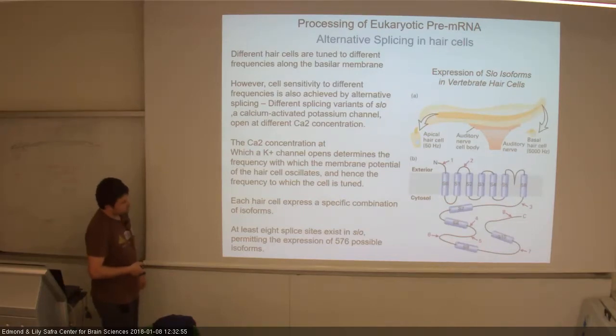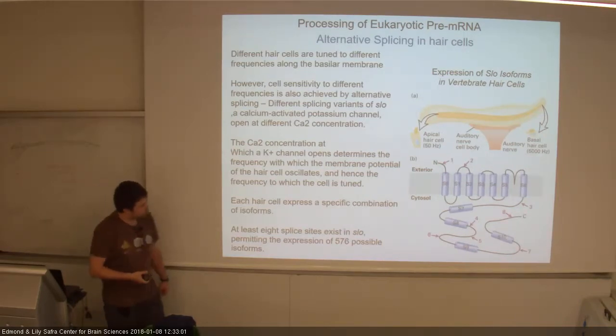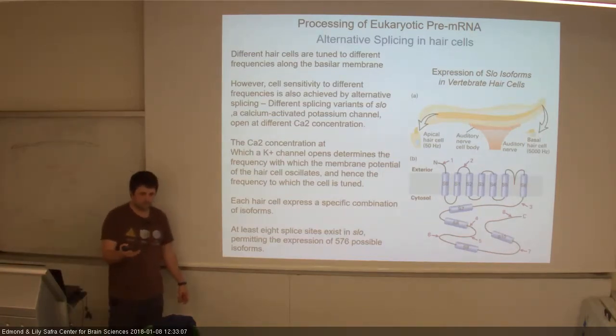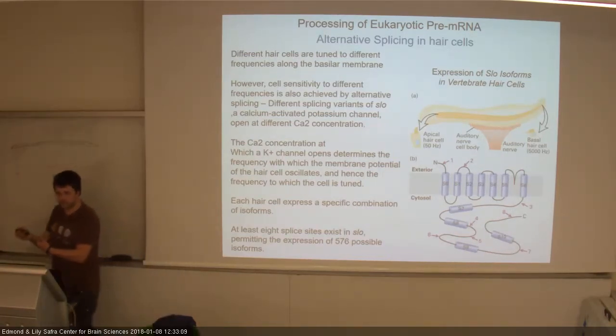Okay, so in general, in these 8 splice sites, you can get a total of 576 different combinations, and each one of these combinations has different sensitivity to calcium, and this can also change during the life of this hair cell.